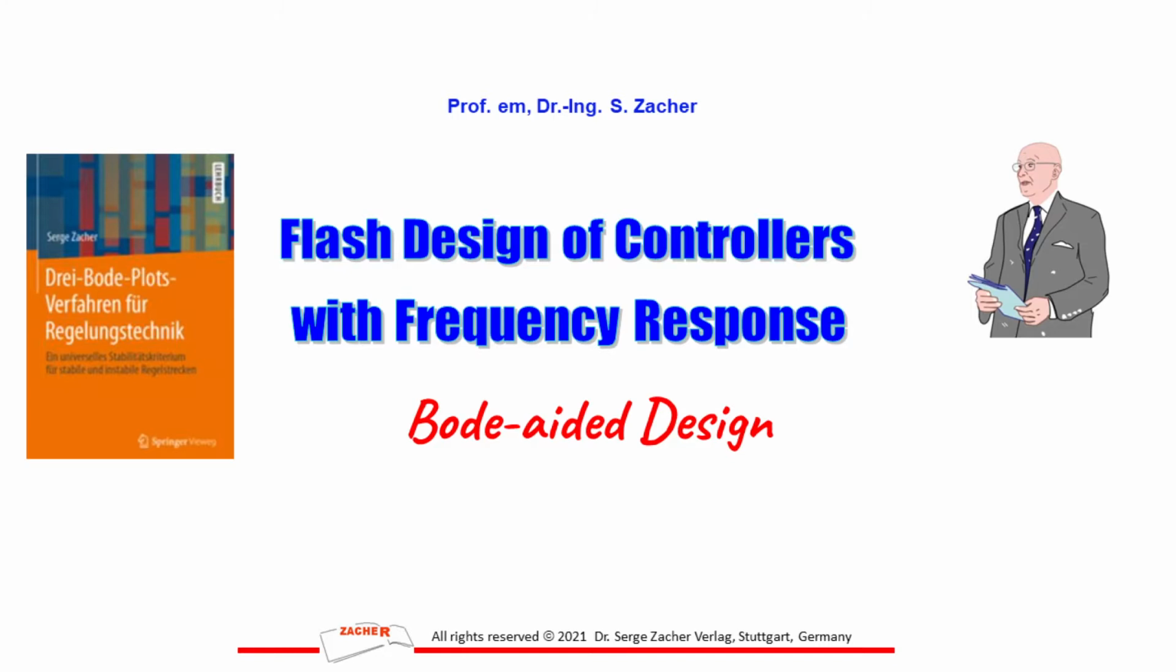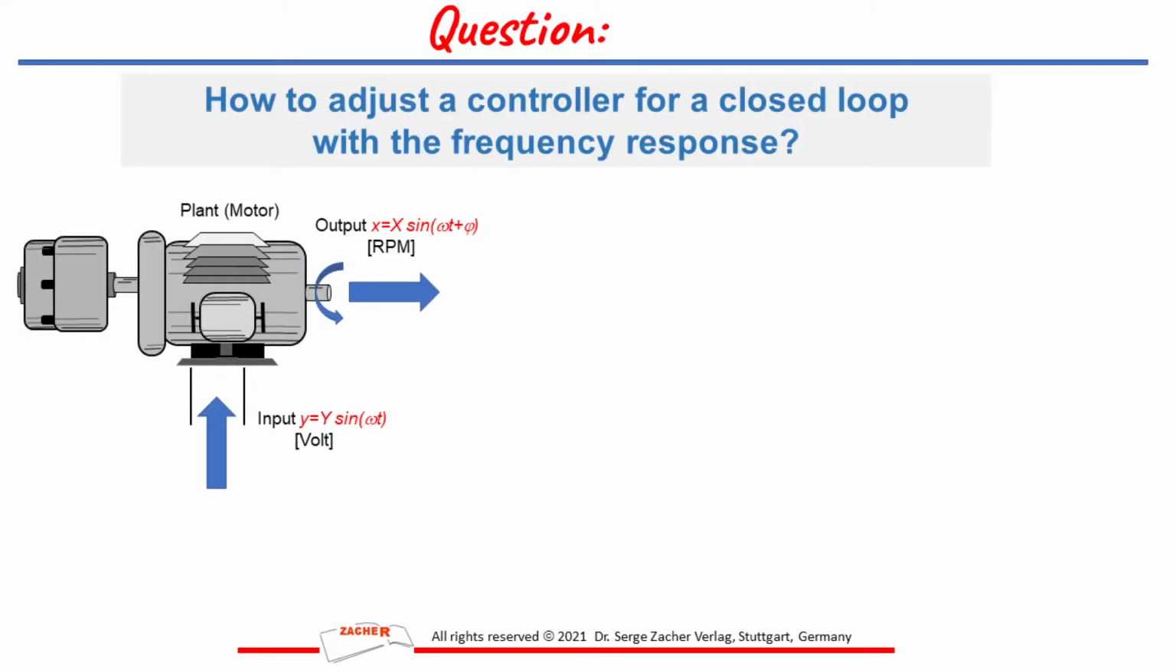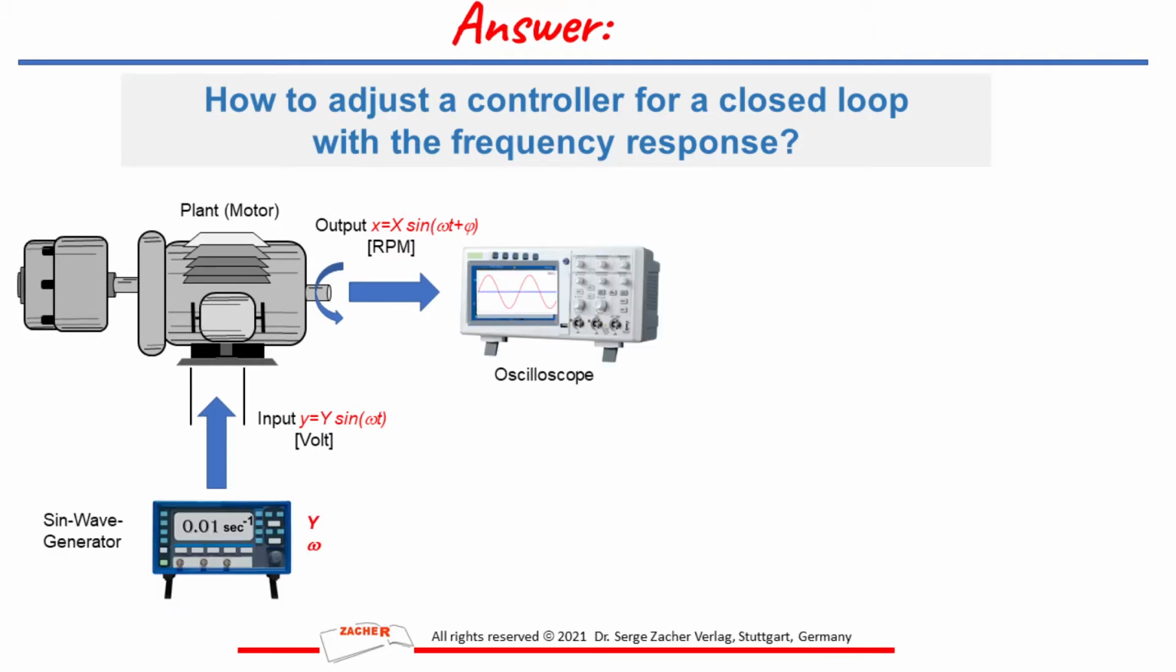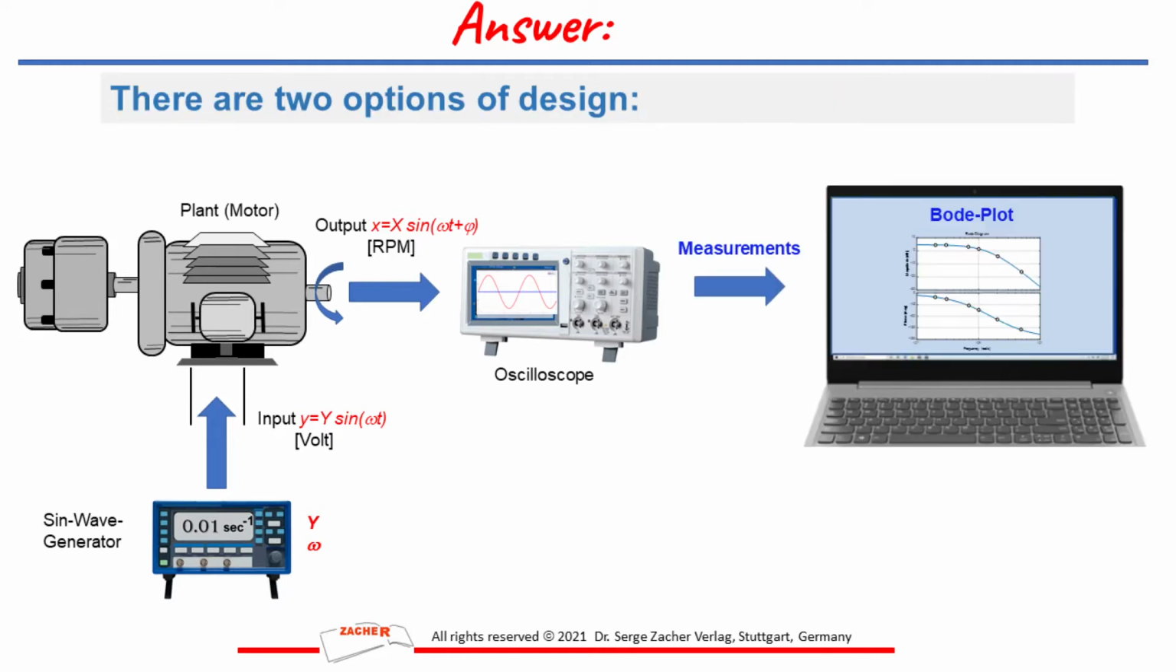Bode-aided design. Do you know how to adjust a controller for a closed loop with the frequency response? First, you should connect the plant to a sinus wave generator and to an oscilloscope. There are two options of design: classical method and flash method.